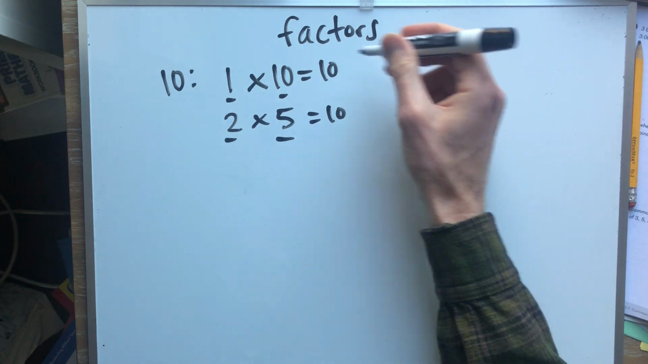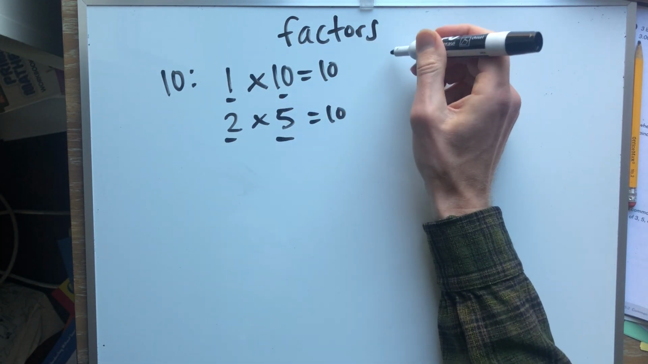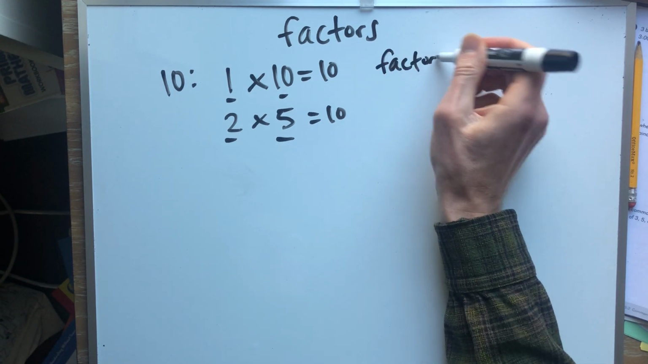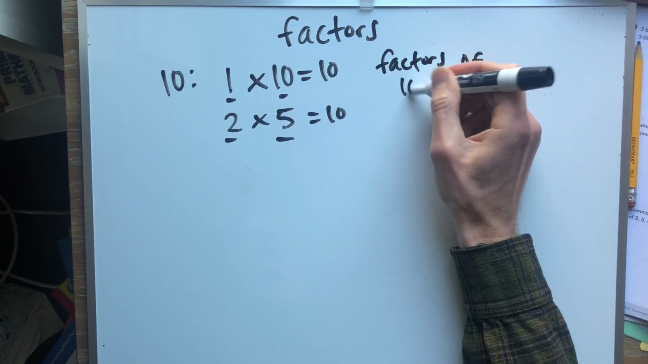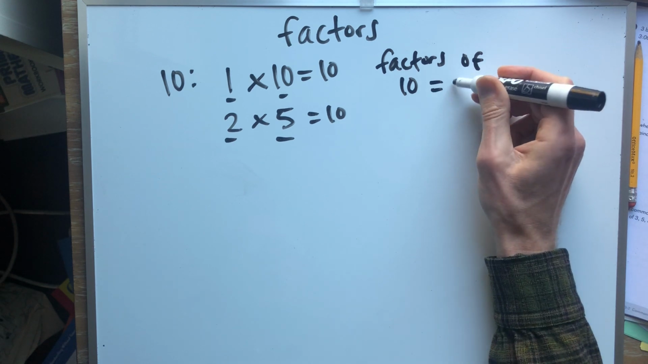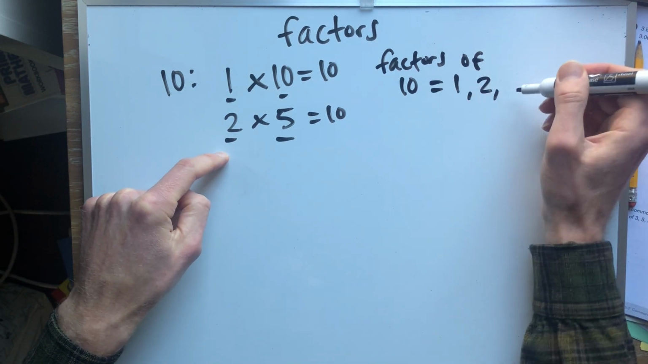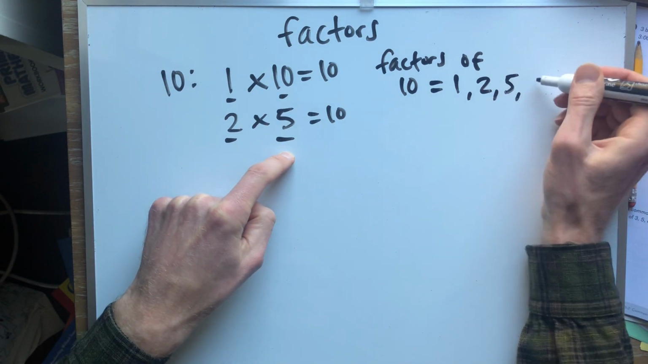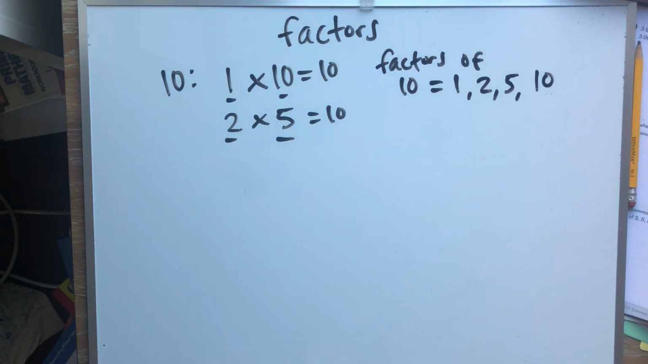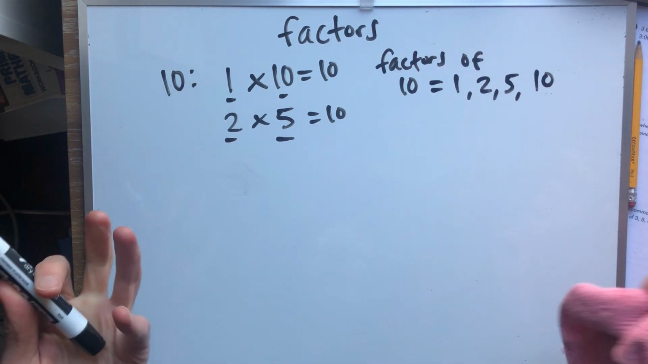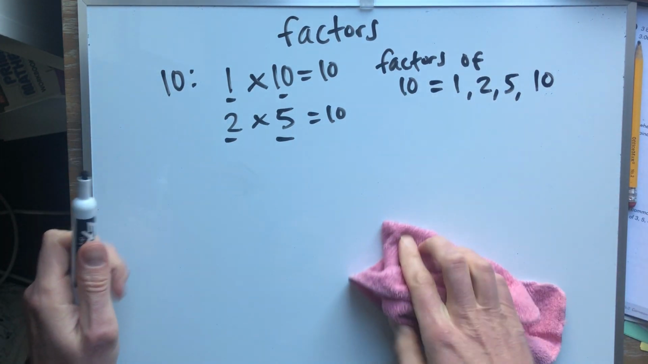So the factors of 10 equal 1, you start from the smallest number, you get to the biggest, 2, 5, and 10. Those are the factors of 10. So 1, 2, 5, and 10 are all factors of 10. They all fit into 10.